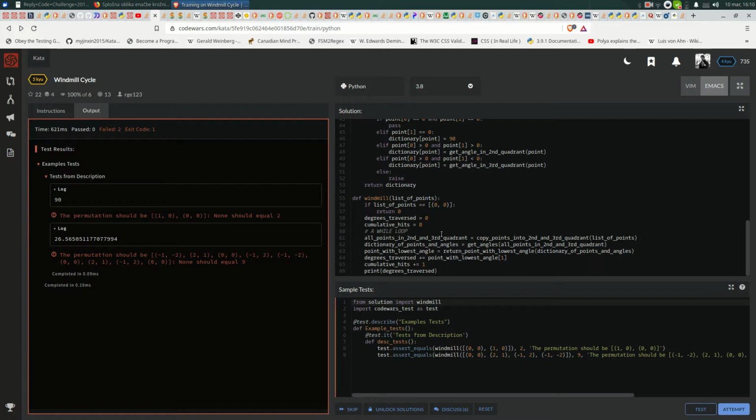Now the messed up thing will happen, and we'll get lots of crazy stuff. It's a good thing that we have it in steps. Because what happens now, or print just point with lowest angle. No. 1 0. Okay.